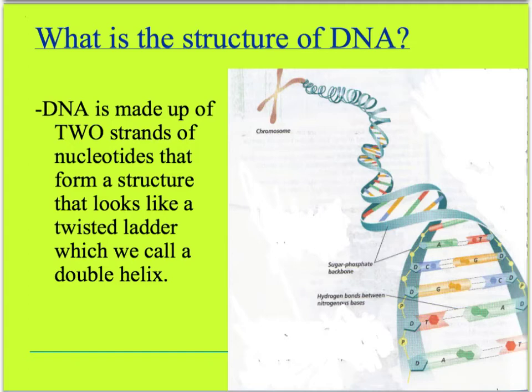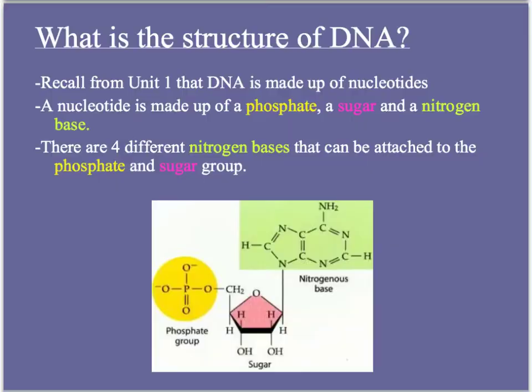The structure of DNA is it's made up of 2 strands of nucleotides, which is a vocab word we talked about previously, that form a structure that looks like a twisted ladder. And this structure is called a double helix. So the twisted ladder, or what's shown over here, is known as a double helix, and that's the structure of DNA. It has 2 strands, so 2 sides, which is going to be important later on.